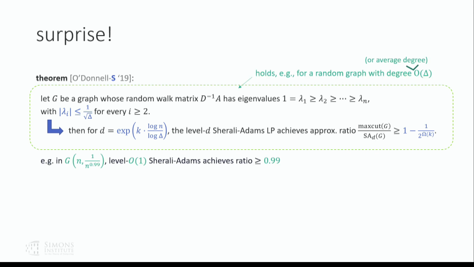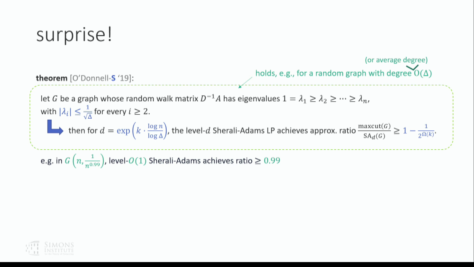So let me instantiate this with a specific example. Say that I have a random graph with degree order delta, or average degree order delta. Then this condition will hold with high probability. And then if, for example, delta is like n to the 0.01, then constant level Sherali-Adams will achieve approximation ratio at least 0.99, right? So this means polynomial sized LPs get approximation ratio close to 1 for random graphs with polynomial average degrees.